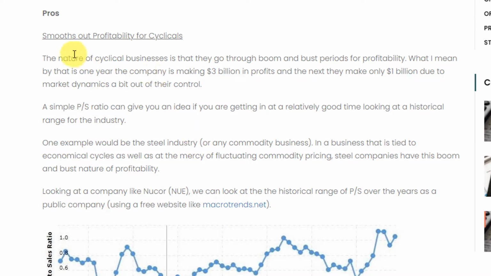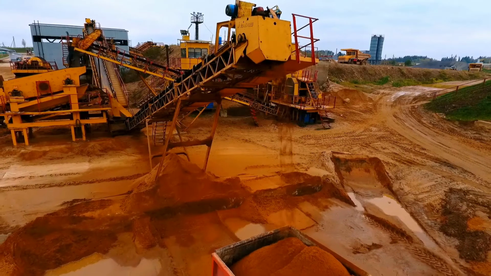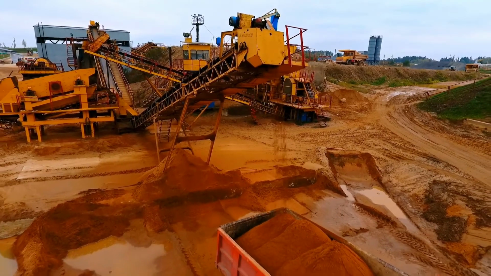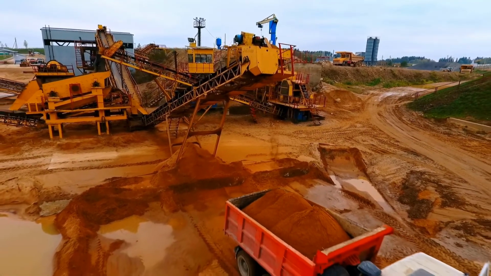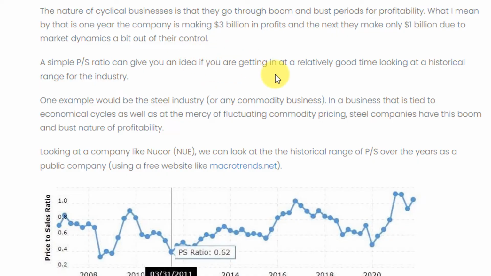The first pro being that it smooths out the profitability of cyclical stocks. Cyclical stocks are companies that go through boom and bust periods of profitability. If you look at something like a commodity business, you can see that there are cyclicality or boom and bust cycles attached to how the economy is doing or how a specific industry is doing at that time. This means a company can go from making $3 billion in profits to $1 billion the next year due to market dynamics and not necessarily anything to do with the company.